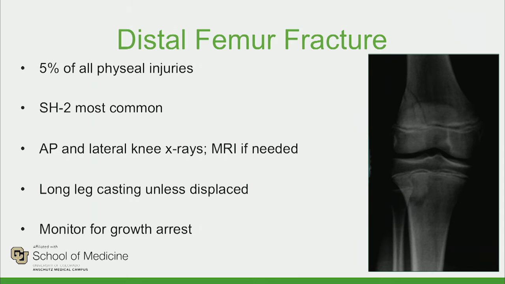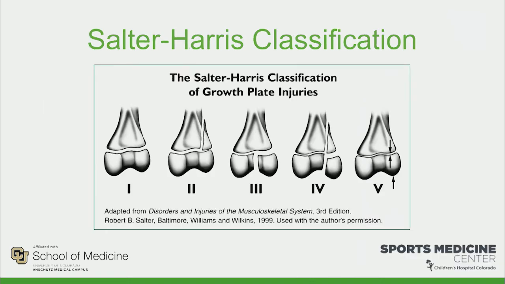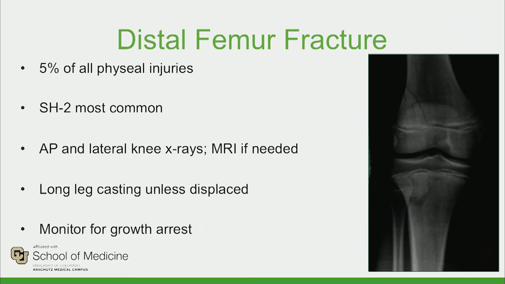So this is probably really dark. I couldn't figure out how to make it lighter. But this is a Salter-Harris 2 of the distal femur. I don't know if you guys can, oh, that's the wrong one. See that little line right through there? Distal femur fractures are about 5% of all growth plate injuries. Typically an AP and a lateral is all you'll need to see this.